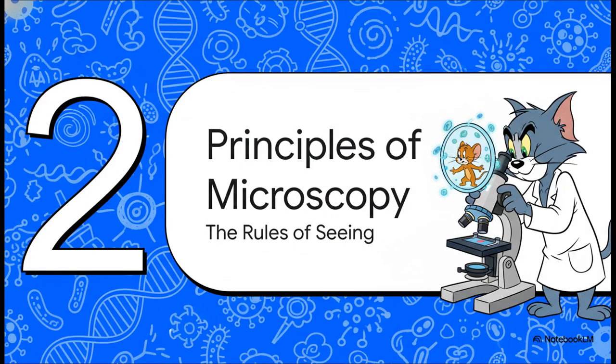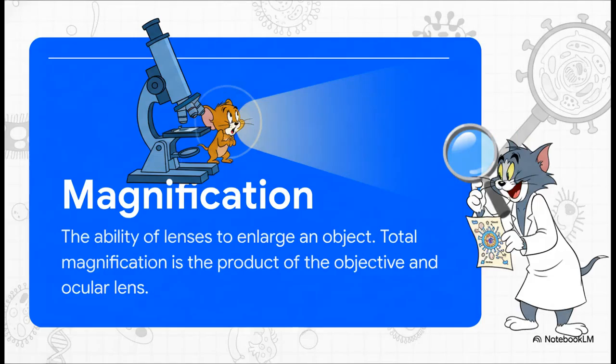So, how do these amazing instruments actually work? Let's break down the key principles that let us visualize these tiny organisms. These are basically the fundamental rules of seeing at the microscopic level. Okay, first up is the one everybody knows, magnification. It's a pretty straightforward concept. It's just the ability of the lenses to make an object look bigger than it actually is.